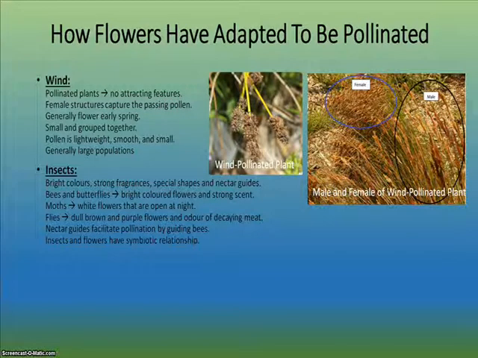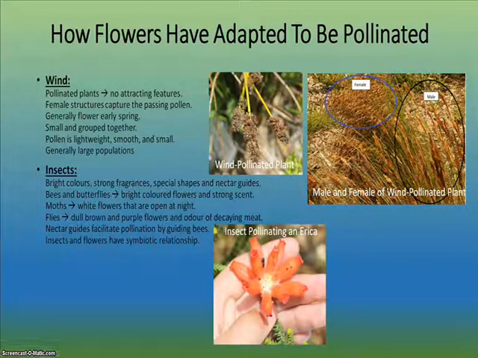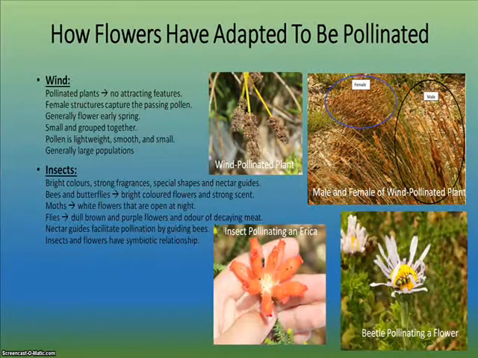Important insect pollinators include bees, flies, wasps, butterflies, and moths. Bees and butterflies are attracted to brightly colored flowers that have strong scent and are open during the day, whereas moths are attracted to white flowers that are open at night. Flies are attracted to more dull brown and purple flowers that have an odor of decaying meat.